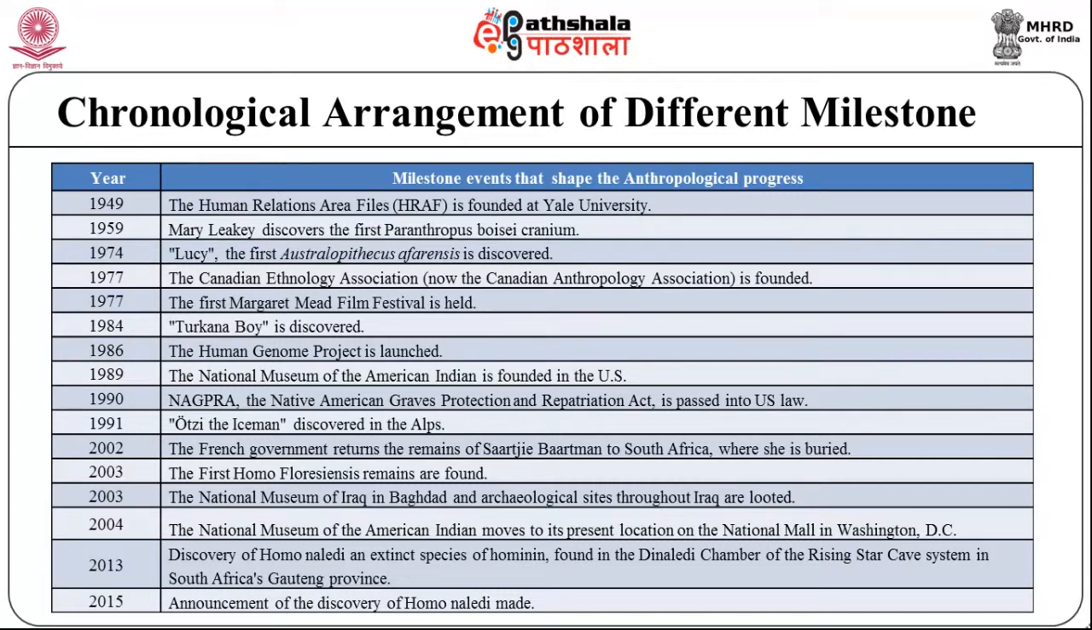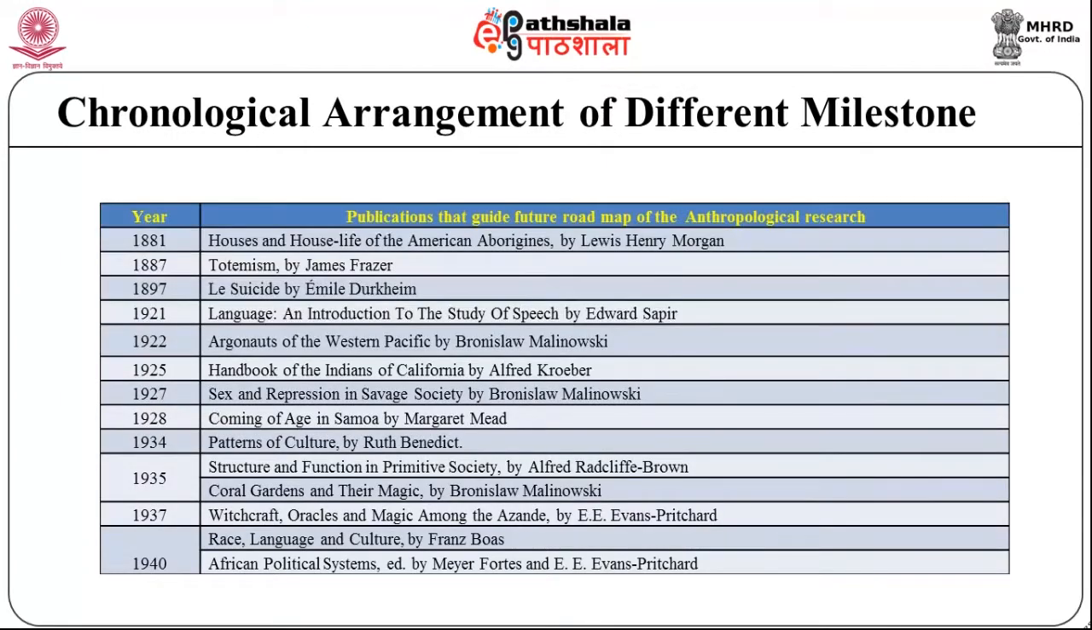Later in 1986, the Human Genome Project was launched, and in 1989, the National Museum of the American Indian is founded in the US. Similarly, you can see the various major findings in the field of anthropology in this table from the year 1873 to 2015. In the next table, you can see a few path-breaking publications that direct the future pathway of anthropological research and development from the year 1881 to 2012.